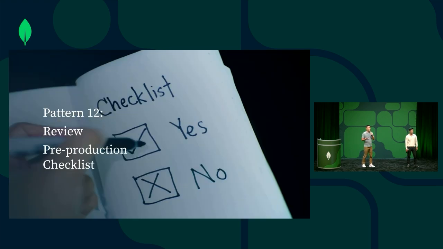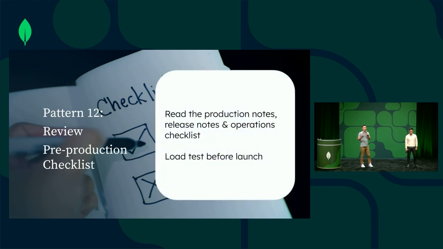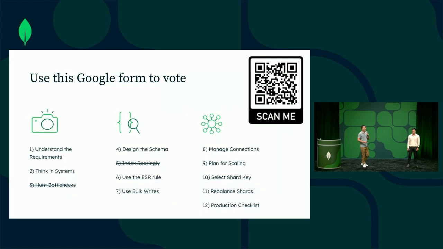And the last one is about the pre-production checklist. Basically, when you're rolling out any performance tuning results, or you're deploying a new database, or you're upgrading to a new version of MongoDB, what do you need to do before that to avoid any surprise results from your production workloads? So this is the 12 patterns we have.